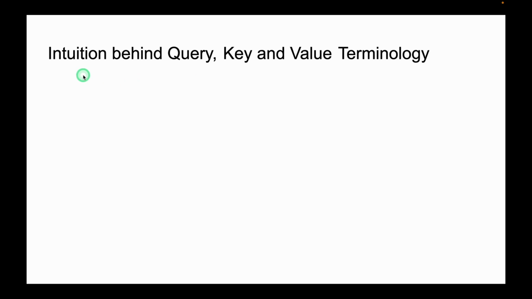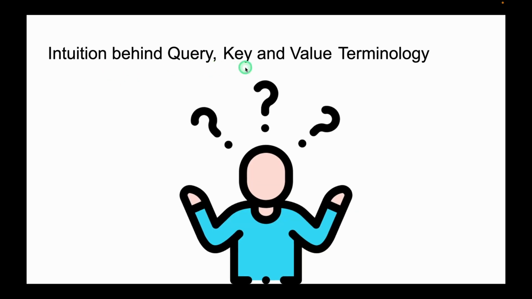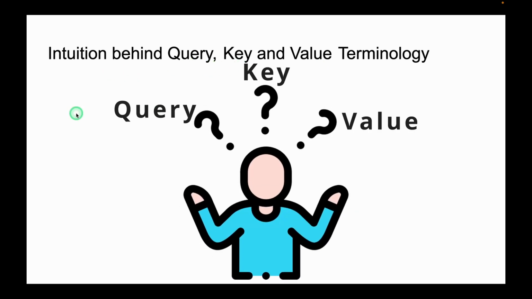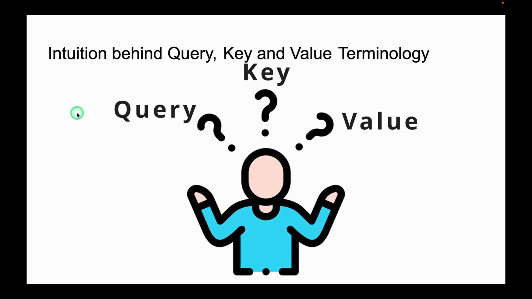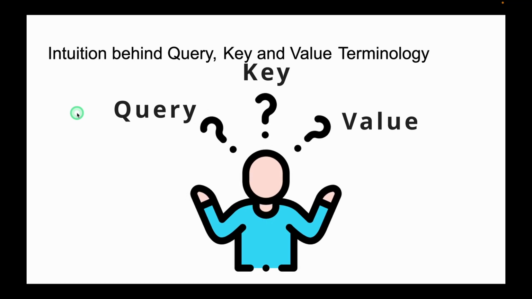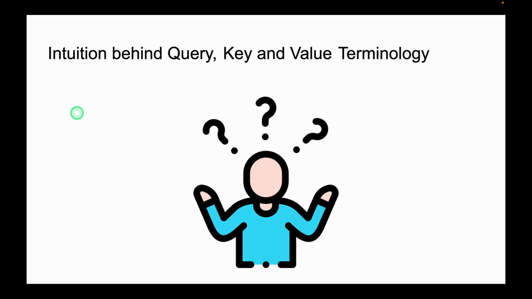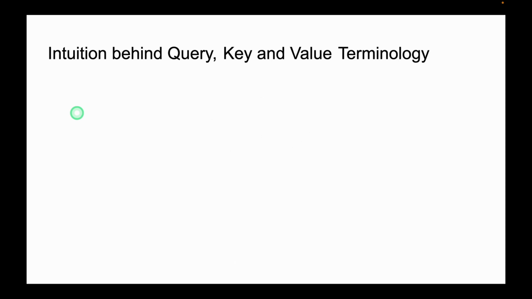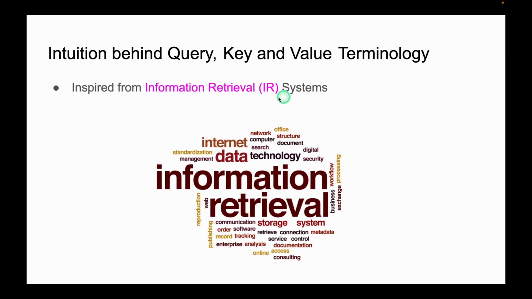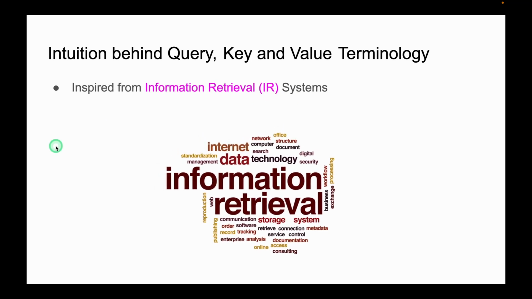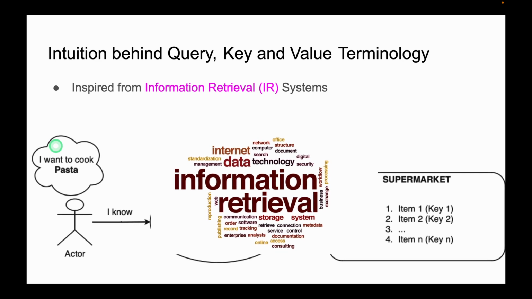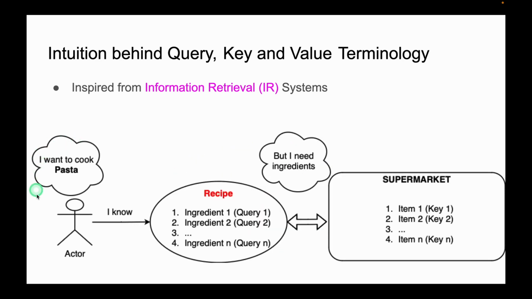Now you all might have wondered why we are using terms like query, key and value. The intuition of query, key and value vectors may seem a bit strange and confusing the first time you encounter them. These names are inspired from information retrieval, or IR, systems. Now let me try to explain this with a simple real life example.